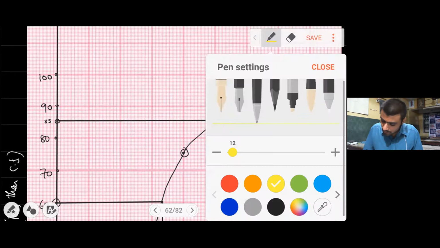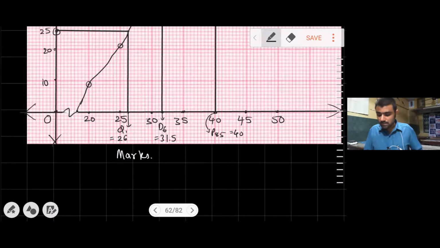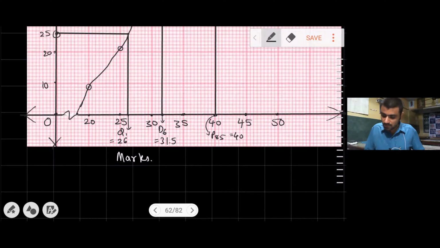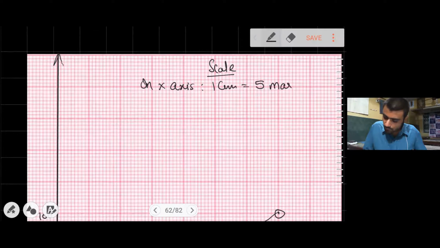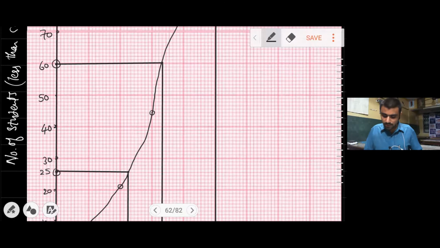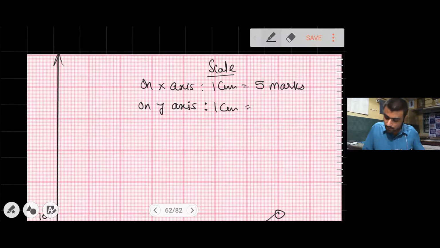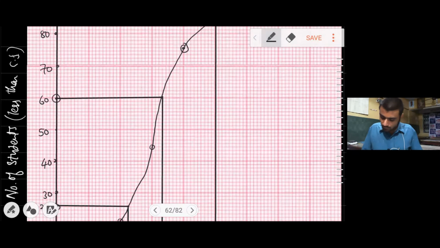need to write a scale etc., that we complete, where we need to represent every time a kind of scale, that is a part of your solution, and graph. On x-axis, 1 centimeter is equal to, हमने x axis से क्या लिया हुआ है, marks, and 1 centimeter of gap we have considered as 5 marks. So 1 centimeter is equal to 5 marks, whereas on y-axis we have taken the less than cumulative frequency value for the number of students, and that is taken as 1 centimeter is equal to 10 students. Okay, so with that we have finished this particular question.